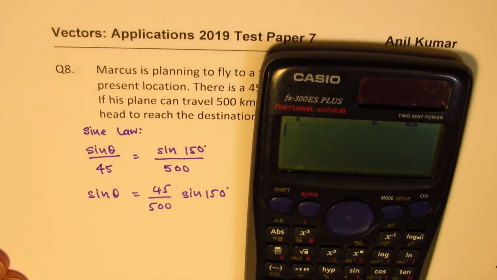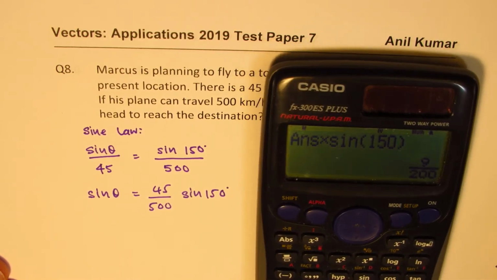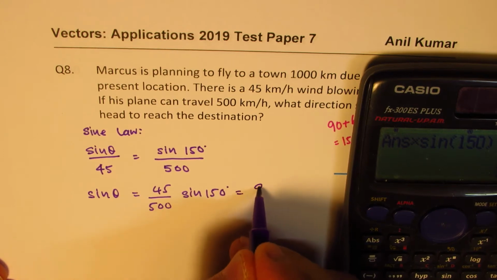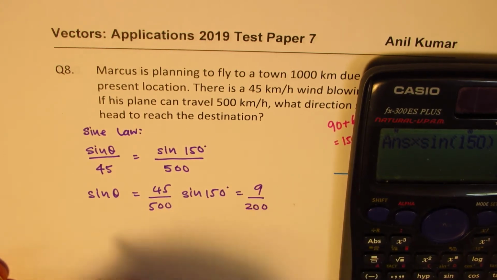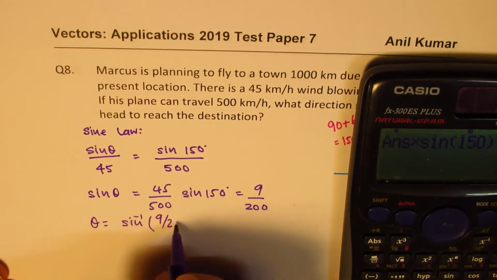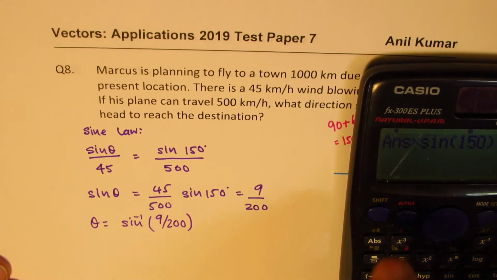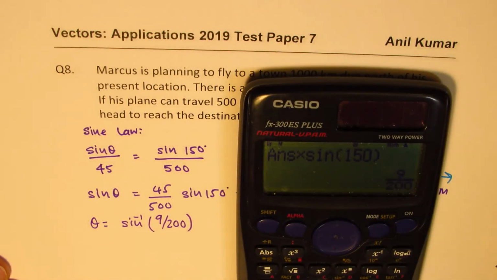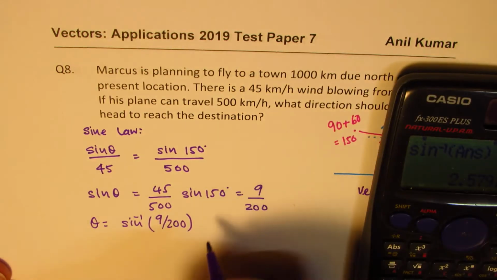Okay, so we have 45 divided by 500, and we'll times that by sine of 150 degrees. We get 9 over 200. So theta is basically sine inverse of 9 over 200. So we do shift sine inverse of our answer, we get what? 2.579.